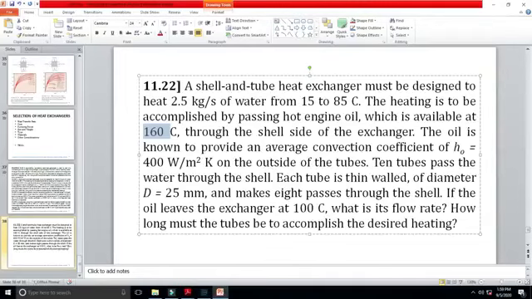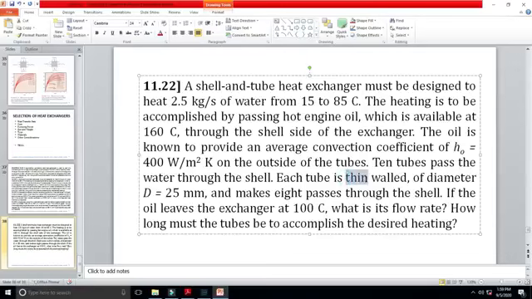The oil is known to provide an average convection coefficient of h_o equal to 400 watts per meter square Kelvin on the outside of the tubes. So between the outer surface of the tubes and the oil, the convection coefficient is 400 watts per meter square Kelvin. 10 tubes pass the water through the shell. So there are 10 tubes in all. Each tube is thin walled.